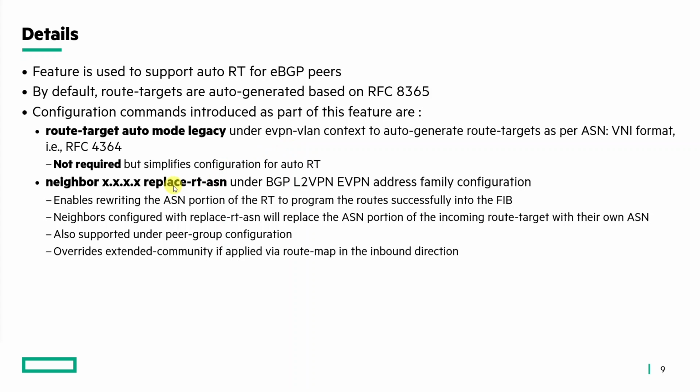And neighbor replace RT ASN. It's configured again underneath the BGP EVPN address family configuration. As we already talked about, it enables rewriting of the ASN portion. It's also supported under the peer group configuration as well, and it overrides extended community if applied via route map in the inbound direction. So if you're using a route map to set the ASN number, then this command will override whatever that configuration is that is in place.